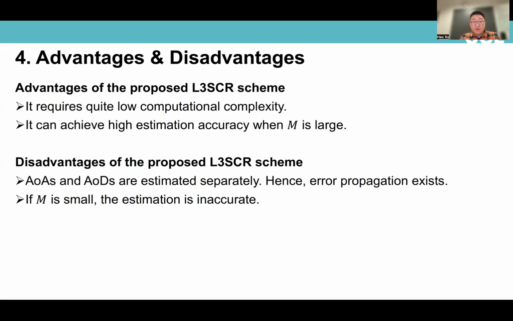Of course, it also has some disadvantages. The first one is that in this scheme, the AOAs and LDs are estimated separately. Therefore, error propagation exists. This means that the estimation performance of the first step will affect that of the second step. So if the number of antennas at the base station is small, the estimation is inaccurate, because if M is small, the estimation in the first step will be inaccurate. And this affects the performance of the second step.